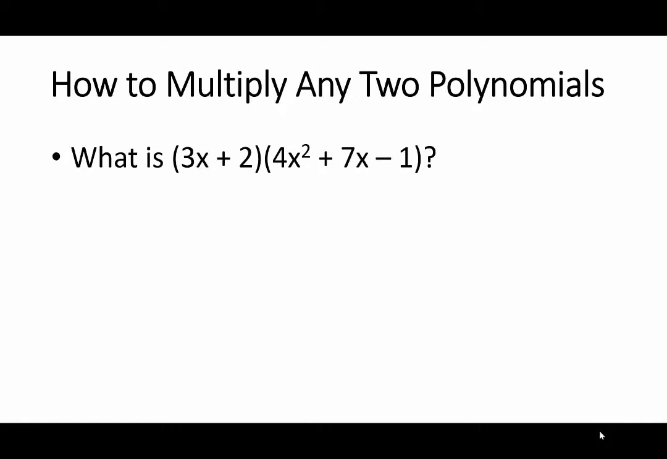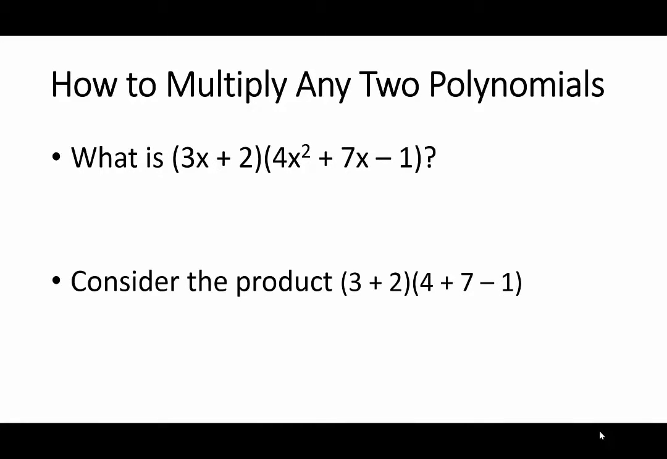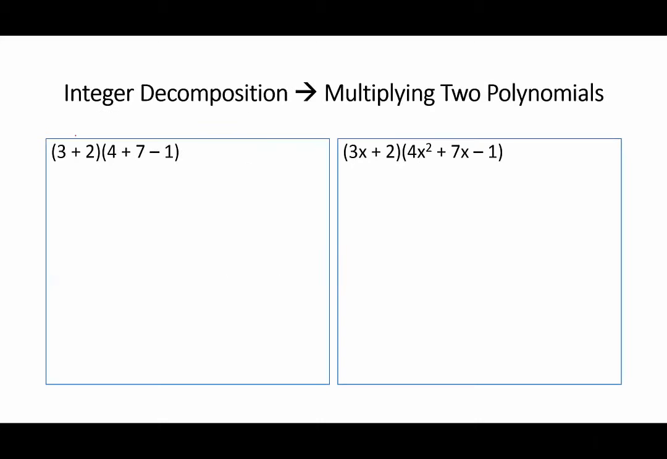How to multiply any two polynomials. What is the product of that binomial and that trinomial? Let us first consider this product. Now we know that this is 5 and this is 10, so this must be equal to 50. Let us see how this works.